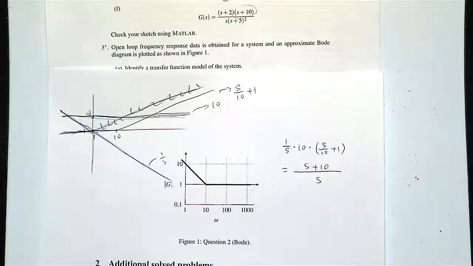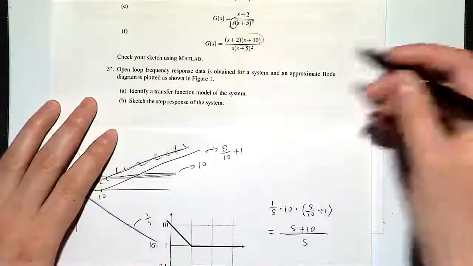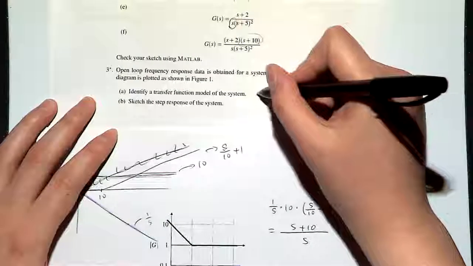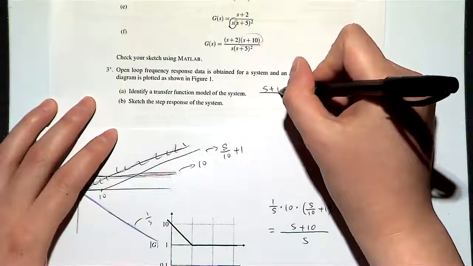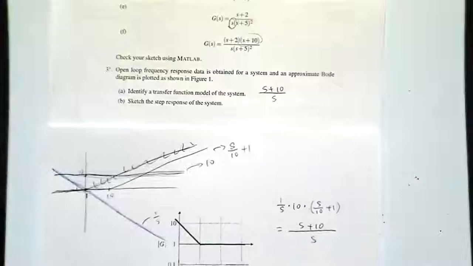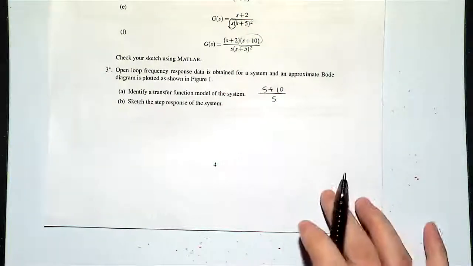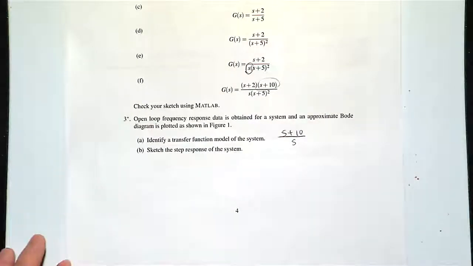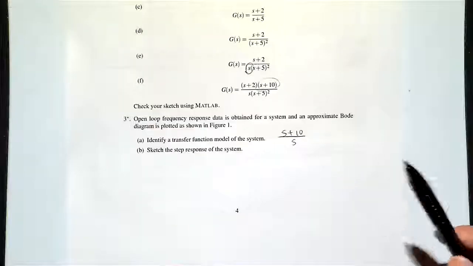Okay. So now we have the transfer function as S plus 10 over S. And now we need to sketch the step response. How do you do that?